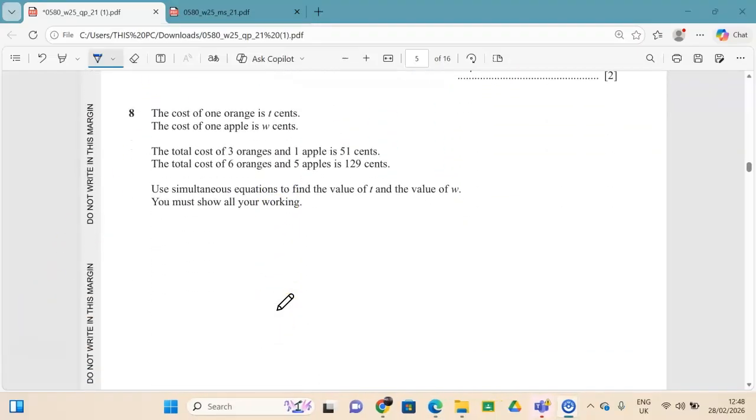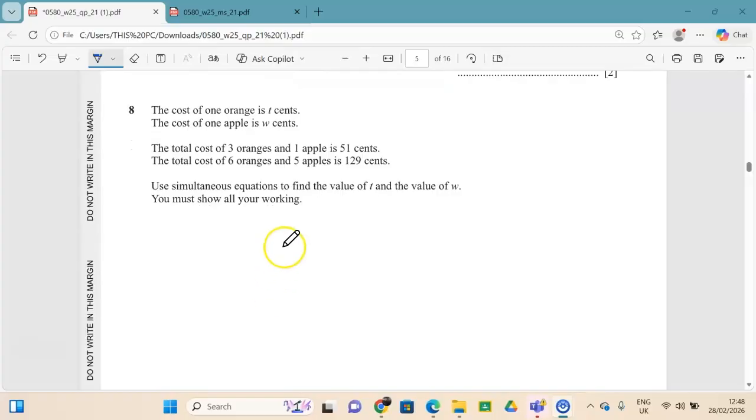Now let's look at question 8. The cost of 1 orange is t cent. The cost of 1 apple is w cent. The total cost of 3 oranges and 1 apple is 51 cents. The total cost of 6 oranges and 5 apples is 129 cents. When you see something like this, what comes to your mind? Simultaneous equation should come to your mind.